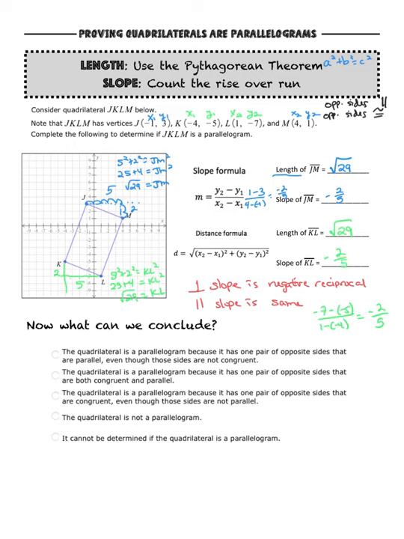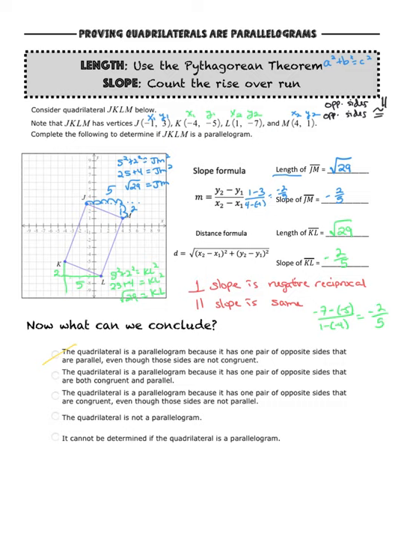So what do we have? We have the lengths are congruent and the slopes are the same, which means the lines are parallel. Now we're going to make a choice from our options. What can we conclude? You have to read them carefully. Let's see, it's a parallelogram because it has one pair of opposite sides that are parallel, even though those sides are not congruent. Well, that's not true. JM and KL are congruent. We know they're parallel because they have the same slope. They're also congruent.